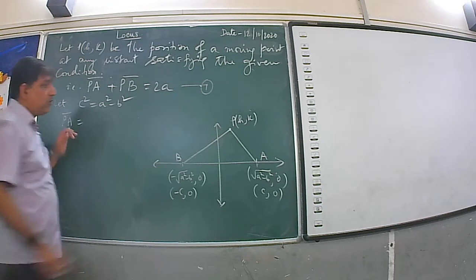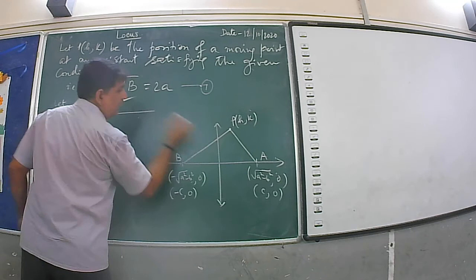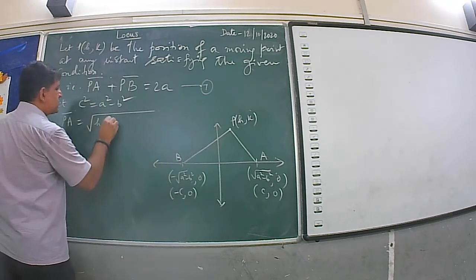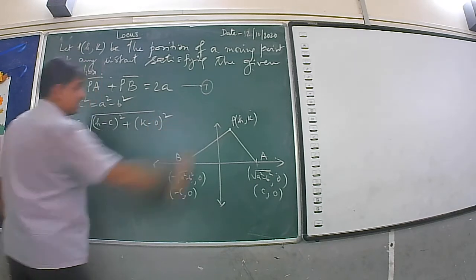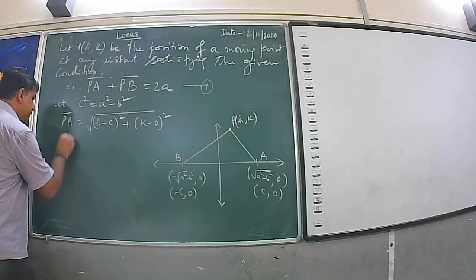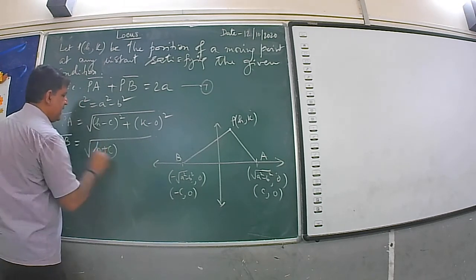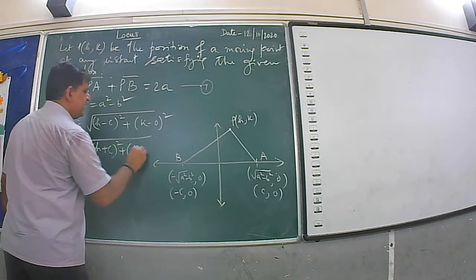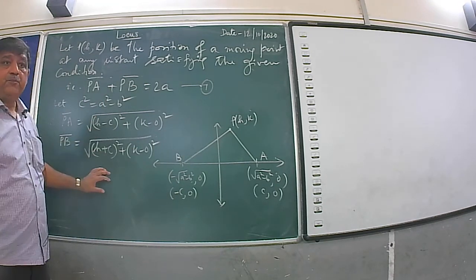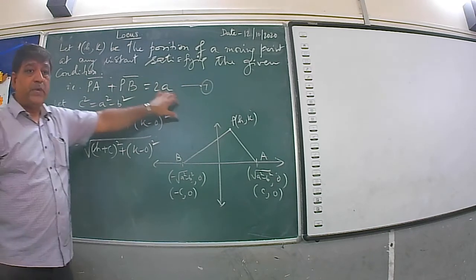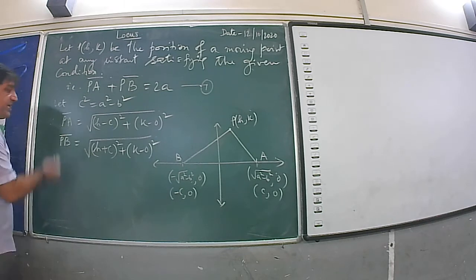So now PA is equal to what? We can apply the distance formula, that is root over (h minus c) whole square plus (k minus 0) whole square. This is PA. What about PB? That is root over (h plus c) whole square plus (k minus 0) whole square. This is PB. Now PA plus PB is equal to 2a. This condition is given to you. So we will try to put this condition in 1.